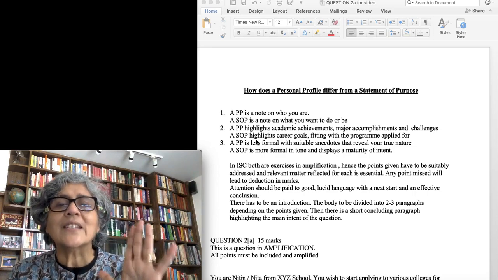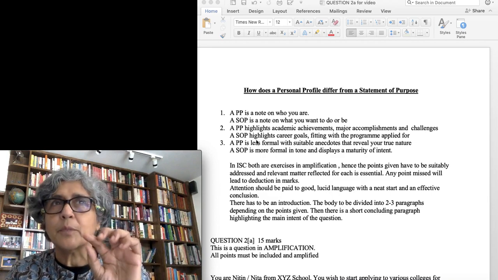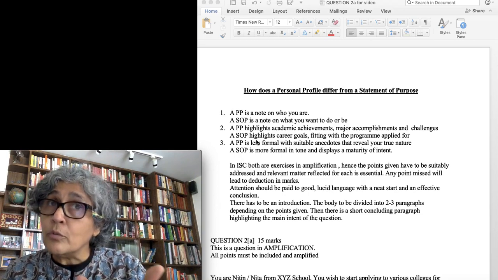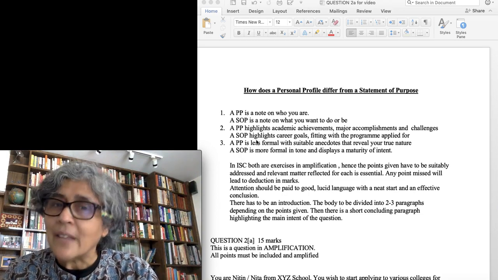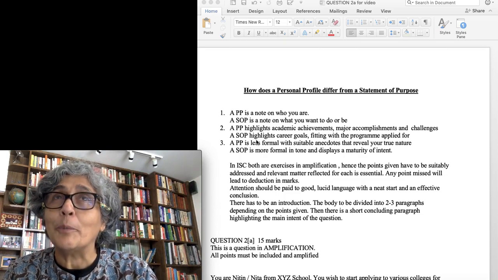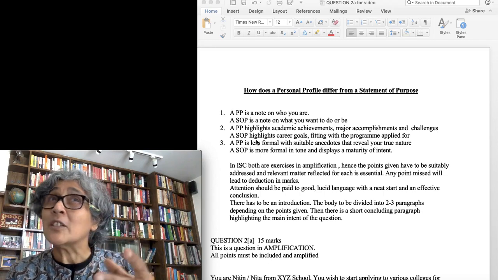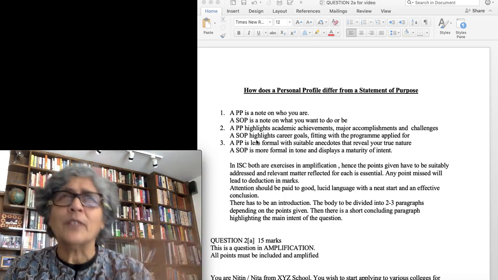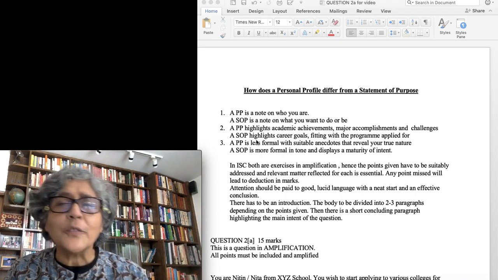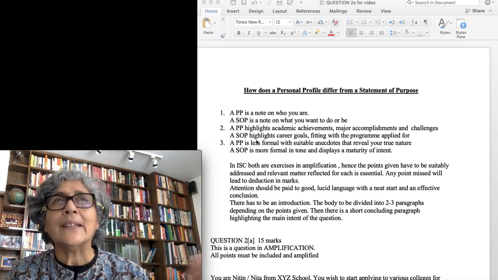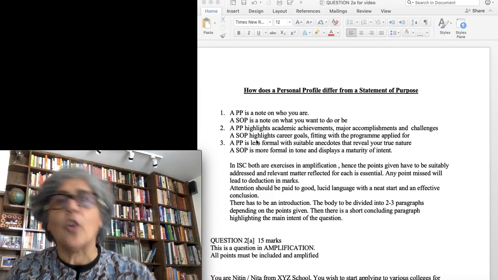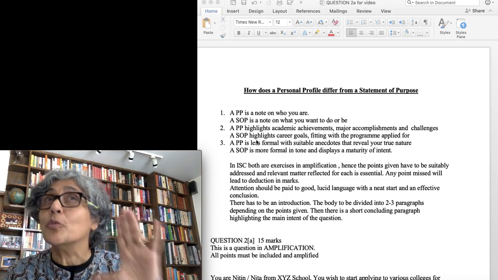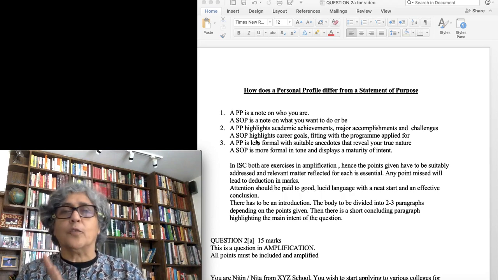Now, a personal profile is a note on who you are, and a statement of purpose is a note on what you want to do or be. Unless you know who you are, you won't know what you want to do or be. But you see, the focus is different. In a personal profile, you write everything about what you are, what you're studying, the qualifications, how many marks you've received, and what work you've done. Probably at the end, you say you're interested in applying to your college or for the job. But in a statement of purpose, what you want to do or aspire to be is the focus. Got it?